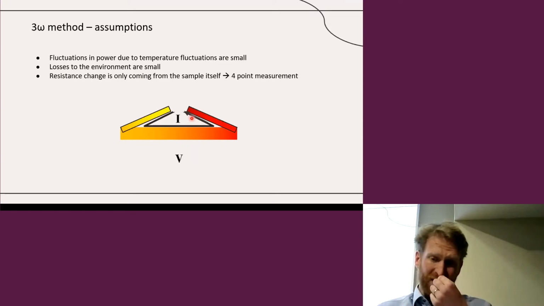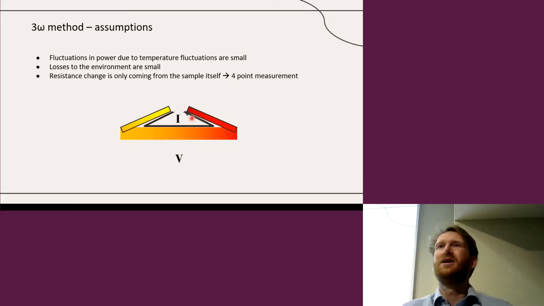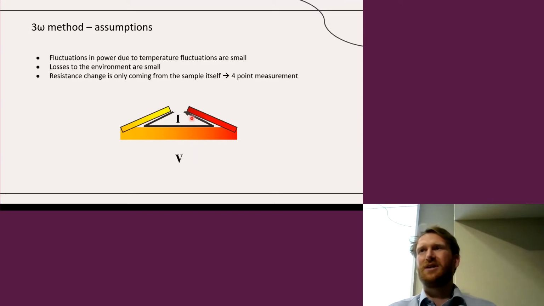And the final assumption that we were making is that the resistance change is only coming from the sample itself, right? We are interested in how much the sample itself is changing in temperature, but if we use connecting lines to contact these samples, the connecting lines will also heat up due to this Joule heating, and we don't want to see that signal ideally.